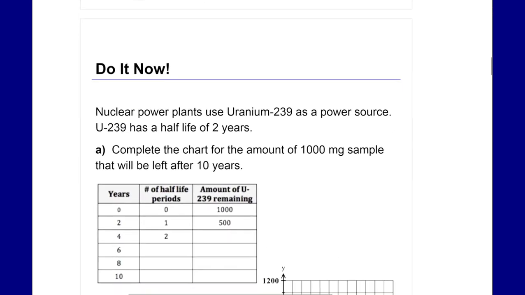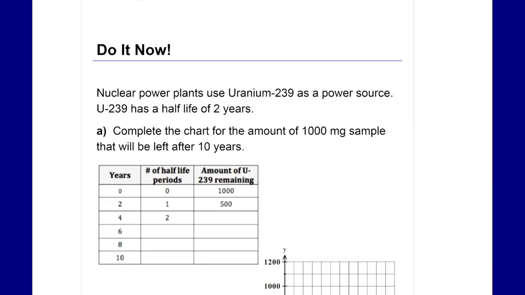So let's look at a quick example. Nuclear power plants use uranium-239 as a power source, and uranium-239 has a half-life of 2 years. What that means is that every 2 years, the amount of uranium will decrease in half, or there'll be half remaining. So it'll be half of a certain amount, then half of that after 2 years, then half of that amount after 2 years, and so on.